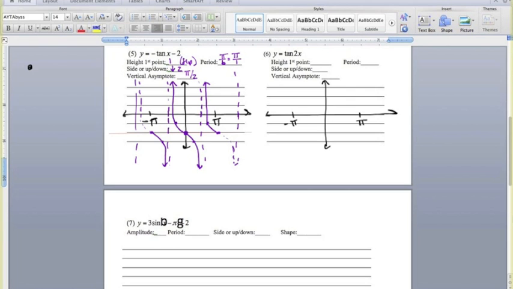The next one, what is our height? 1. The period is pi over 2. Pi divided by b, which is just going to be pi over 2. Any shifting in this one? No. And our asymptotes are going to be at half of the period, or half of pi halves, which is pi fourths.